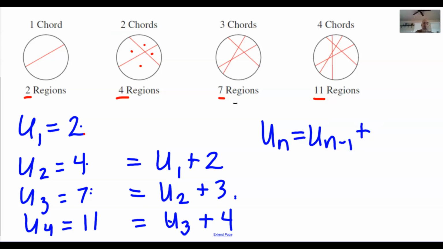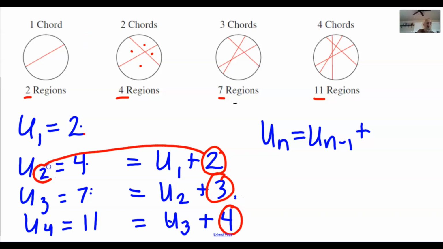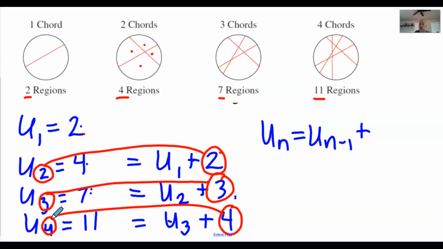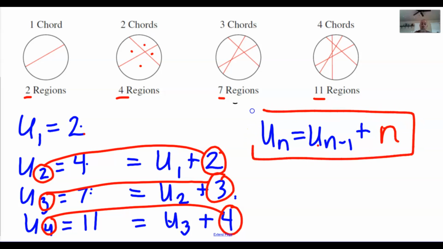Well, it turns out that what you're adding, 2, 3, 4, isn't constant, but it happens to match the term number. 3 matches 3, 4 matches 4. So the way you write this recursive sequence is U n minus 1 plus whatever the term number is. Now, I don't know if you would have come up with that on your own, but it's good to see a variety of different sequences that you can write in recursive form. And that's it.